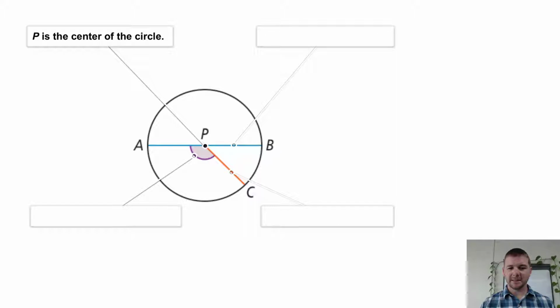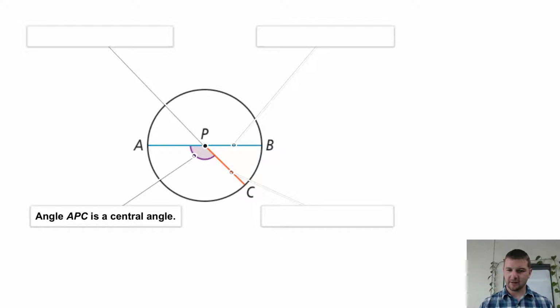Note P is the center of the circle. Segment AB is a diameter of the circle. Segment PC is a radius. And angle APC is a central angle.